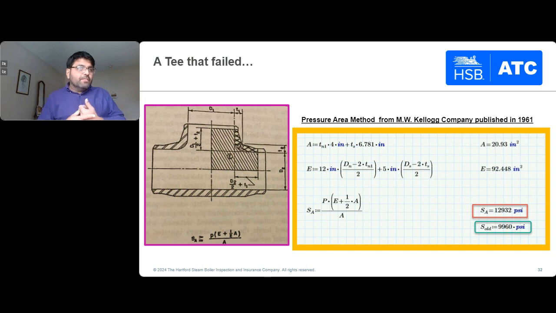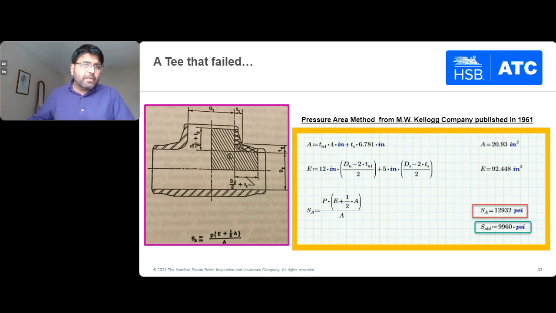I don't know if Jeff mentioned this, but I know that some of the practices followed by some of the OEMs are to make sure there's some extra thickness in the crotch location, at least as high as 20% more than the rest of the run. And so I was trying to do a similar exercise for this B16.9 T.